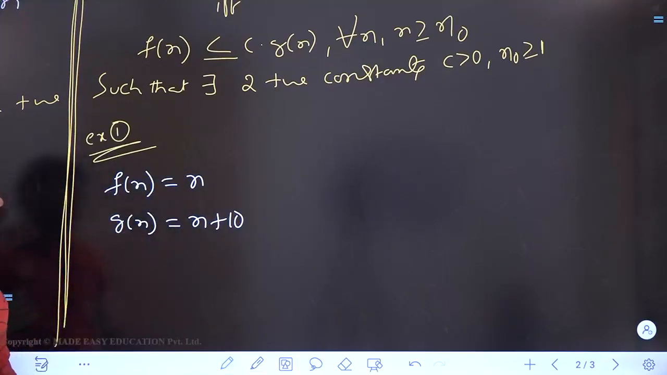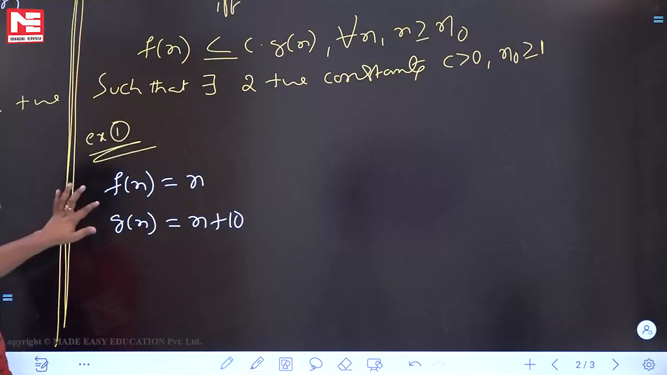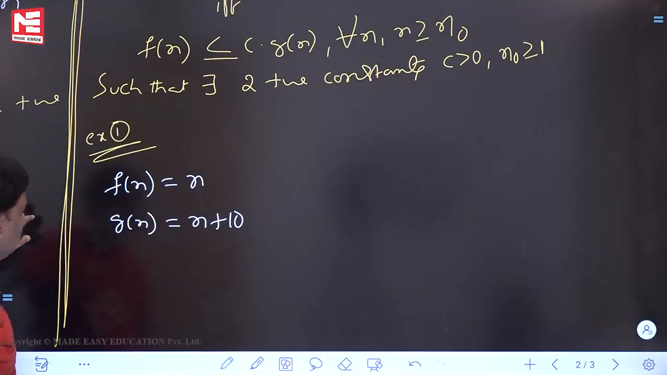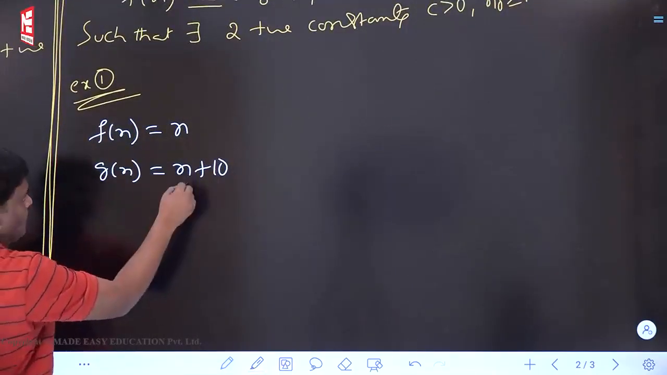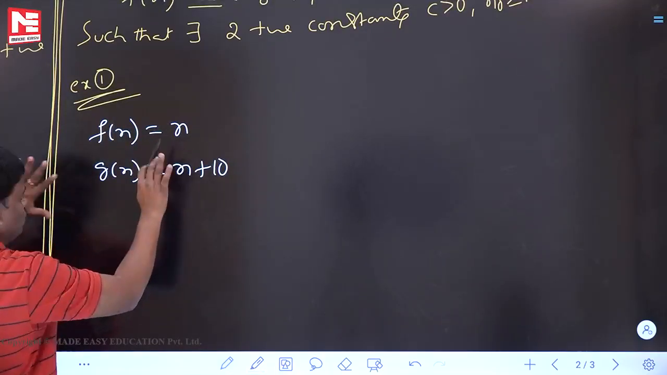F of n is n. G of n is equal to n plus 10. These are the two functions, f of n and g of n. Carefully listen, these are the two functions you took already.